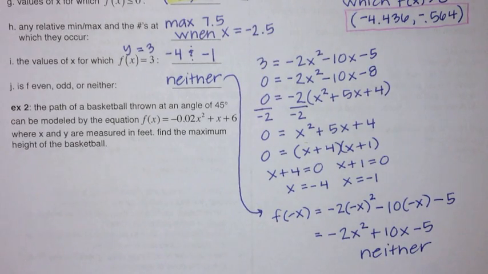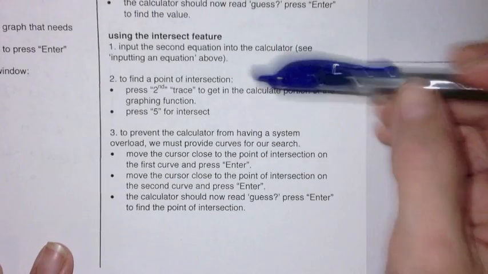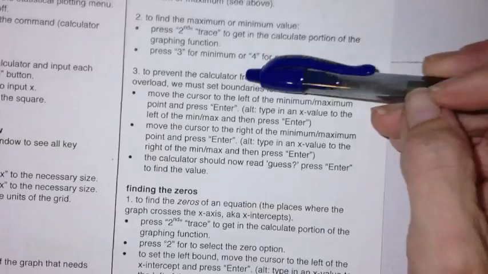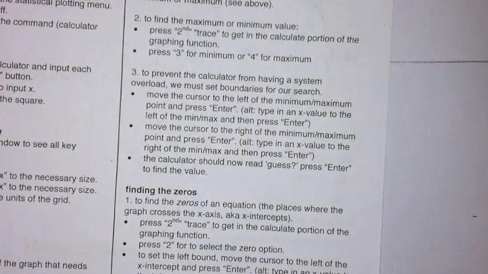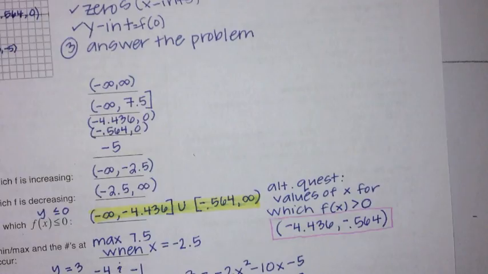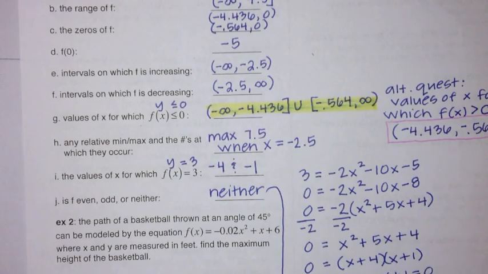So, okay, example 2, the final example. By the way, I just want to show you guys right here. It does tell you how to use the intersect feature, how to find zeros, and how to find the min and max if you forget. Okay, so you have your notes there for you written out and typed up.